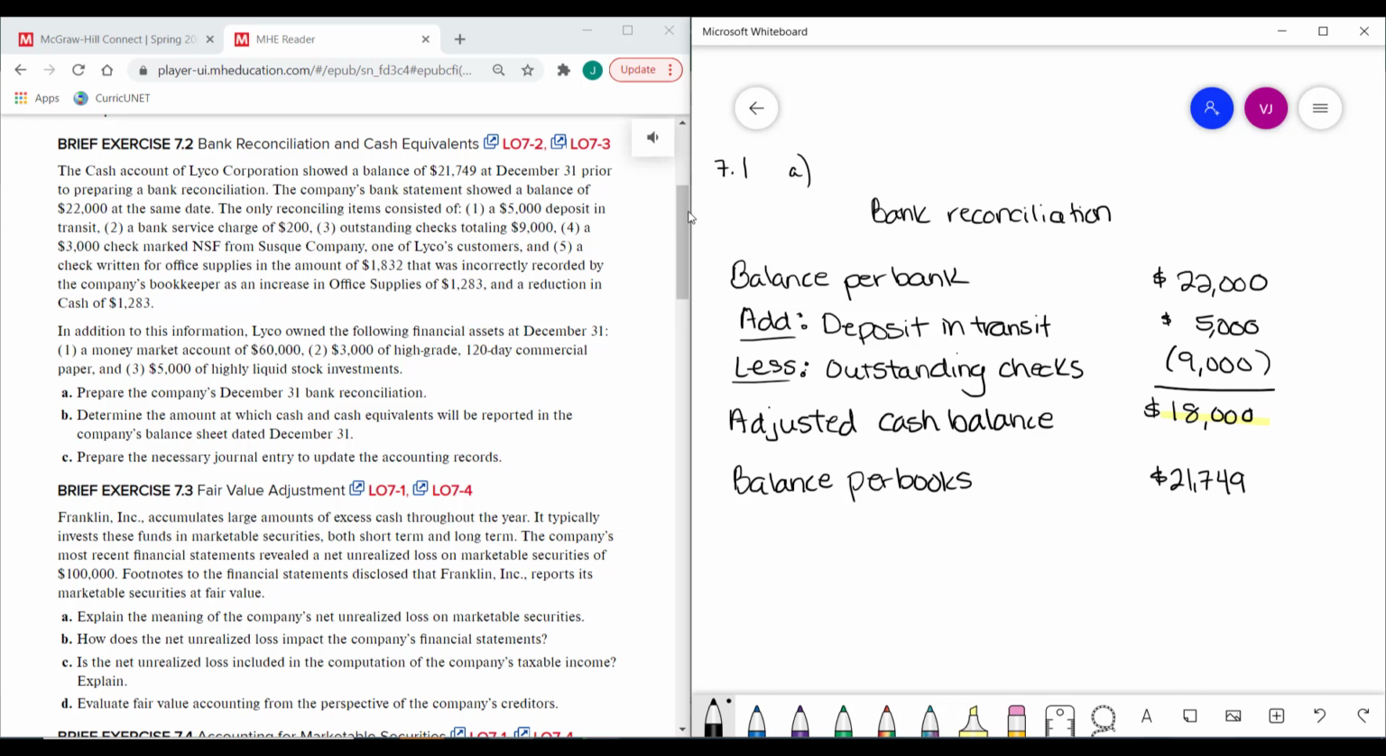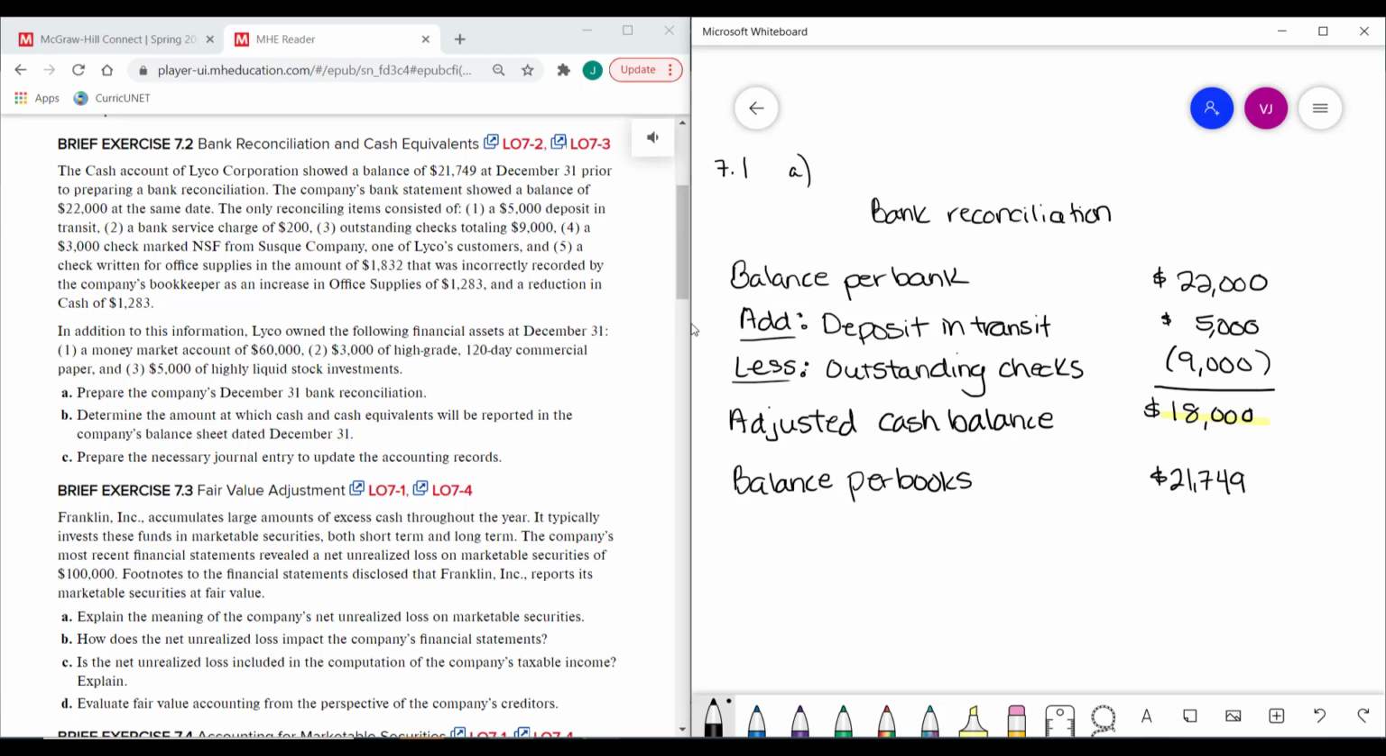And what about number five? It says we wrote a check for $1,832 when we bought some office supplies, but the bookkeeper by accident debited office supplies not for $1,832 but for $1,283 and reduced cash by $1,283. So we didn't reduce cash enough, right? So we're going to have to reduce cash a little bit more to show that we actually paid $1,832 for the office supplies, not just $1,283. So that's another deduction.